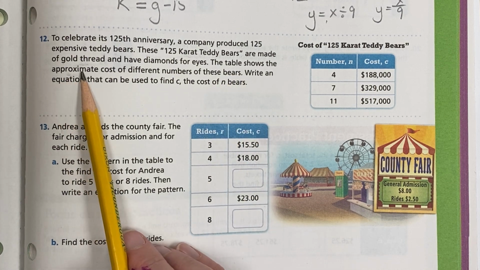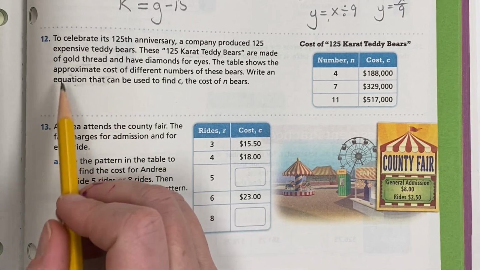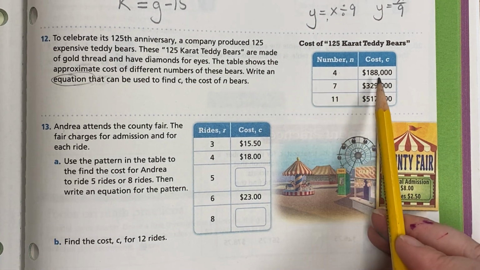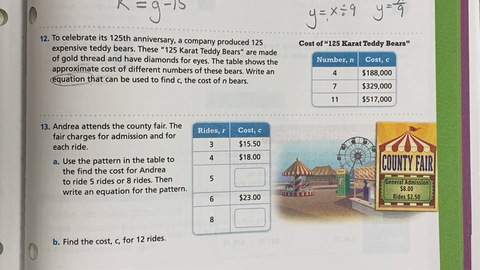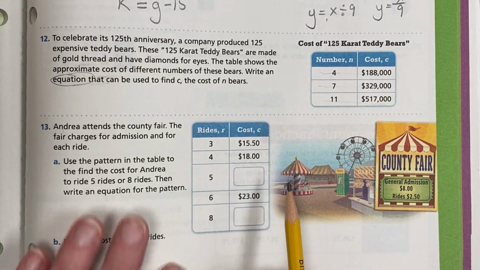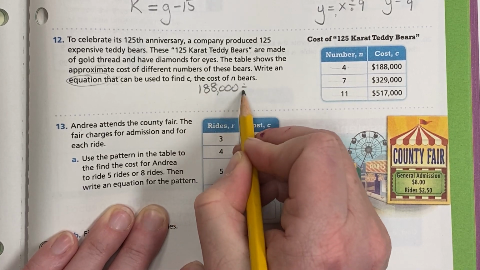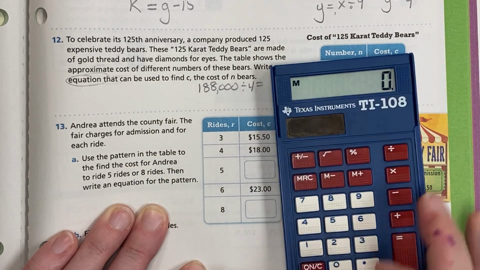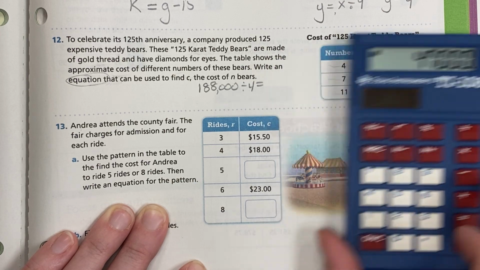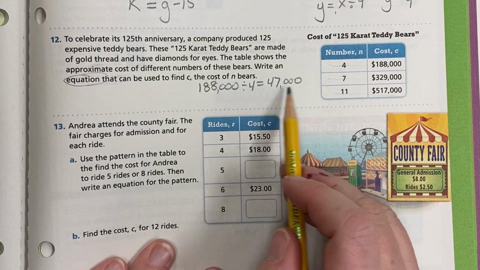The table shows the approximate cost of different numbers of these bears. Write an equation that can be used to find cost C of n bears. 4 bears cost this, 7 bears cost this, and 11 bears cost this. So again, I'm saying what's happening here. I believe in class we used a fact family and we said, well, let's test this out. What's going on with this? If we divide it by 4, and I used a calculator for that, we got 47,000.